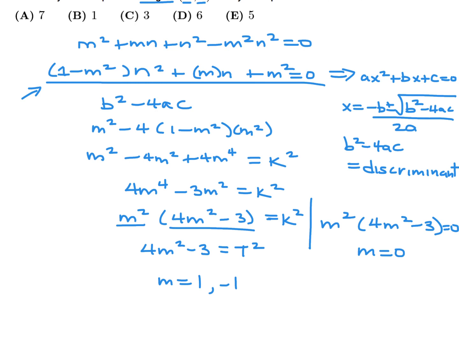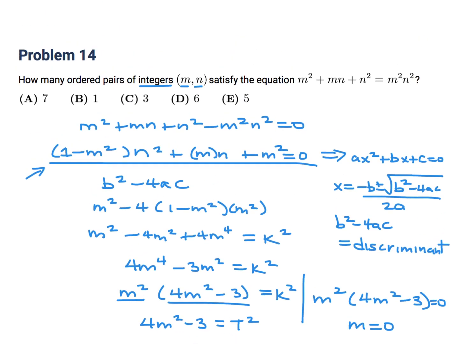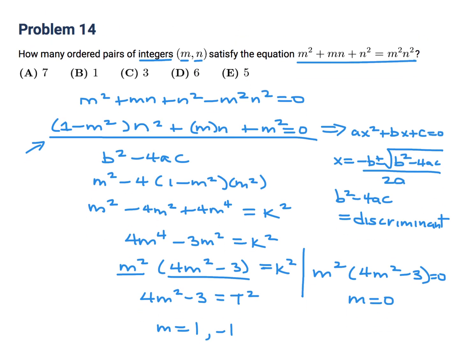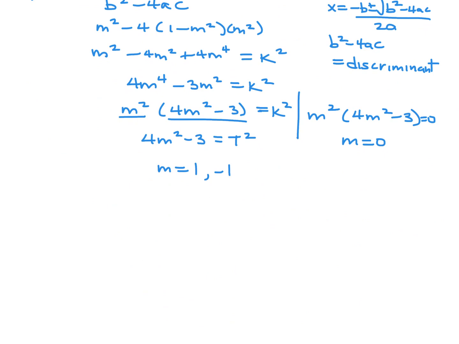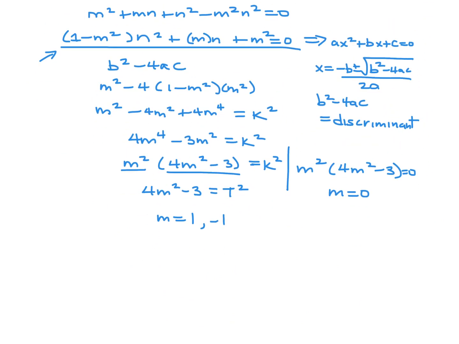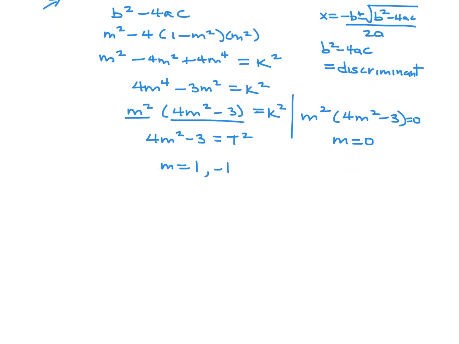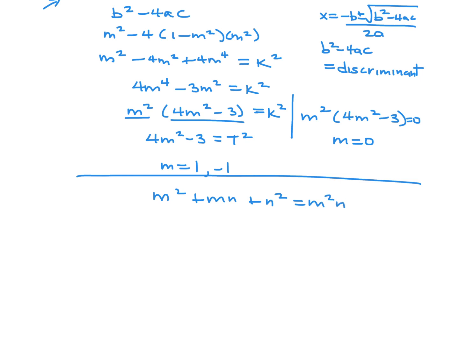Where do I go to figure out n? I guess the original equation? Yeah, just the original equation. Okay, so let's remind myself, what is the original equation? It's m squared plus mn plus n squared is equal to m squared n squared.